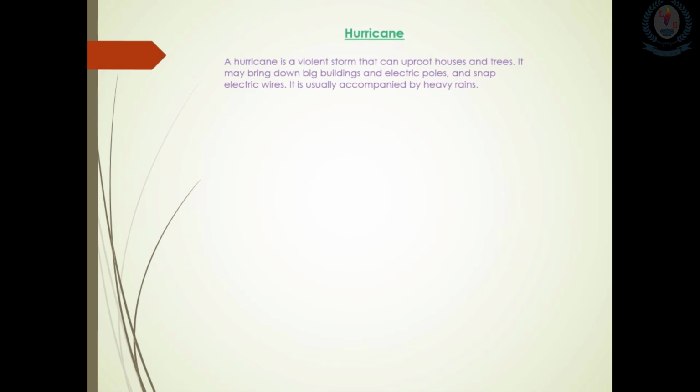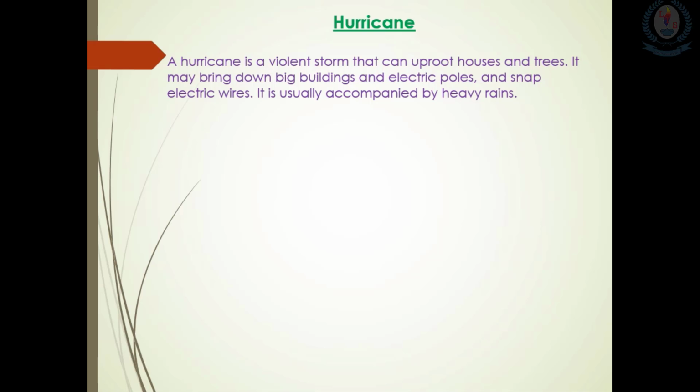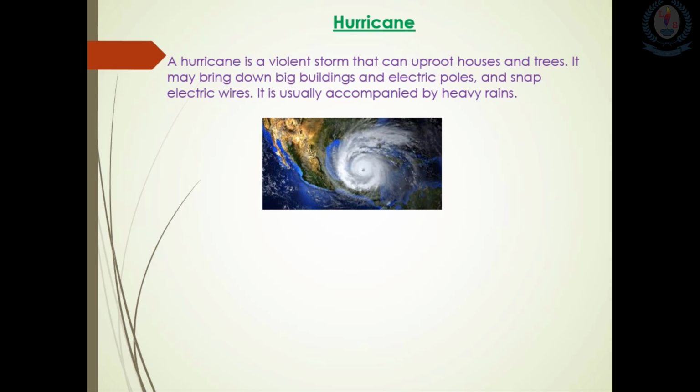And now you are going to learn about our next natural calamity, that is hurricane. A hurricane is a violent storm that can uproot houses and trees. It may bring down big buildings and electric poles and snap electric wires. It is usually accompanied by heavy rains. Tell me children, what is a hurricane? Yes, a hurricane is a violent storm that can uproot houses and trees. Children, you can see a picture of a hurricane here.